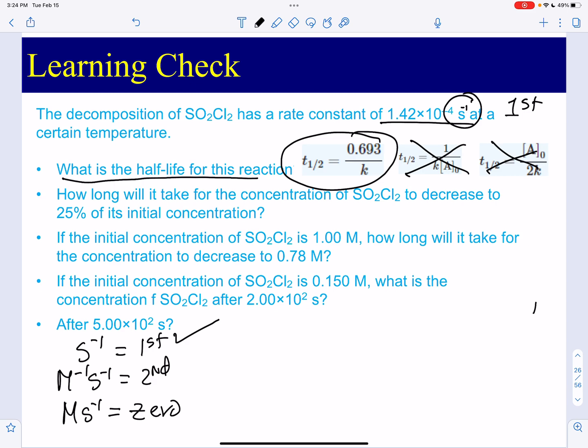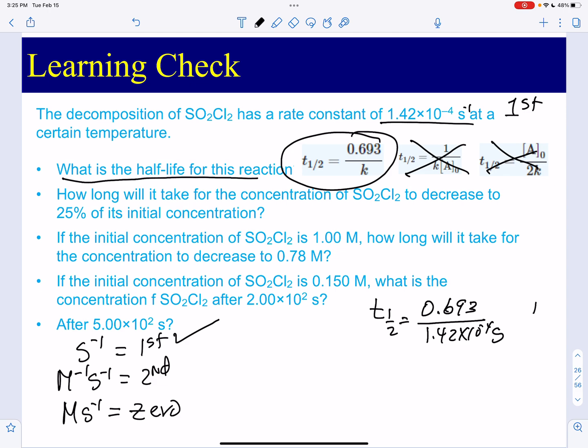So what is the half-life? Well, T1/2, which is the half-life, is going to be 0.693 divided by 1.42 times 10 to the minus 4 per second. Actually, sorry, the unit should be just s to the minus 1 like that. So that should be our value there. That would give us our half-life once you do that operation.